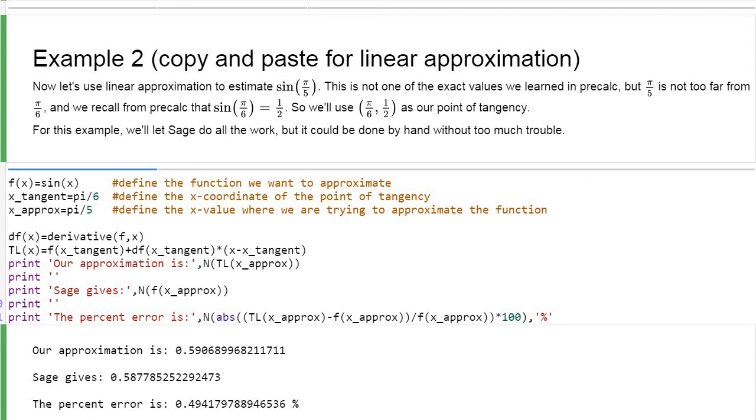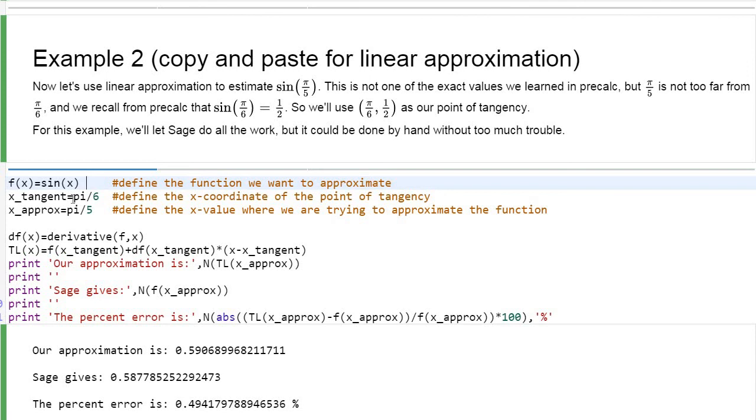Remember, the point here is to see how good these approximations are and get some general understanding of what approximations are. The calculations themselves are not the primary point. So feel free to just copy and paste this block on your assignment. You can change the function to whatever function you're trying to approximate.